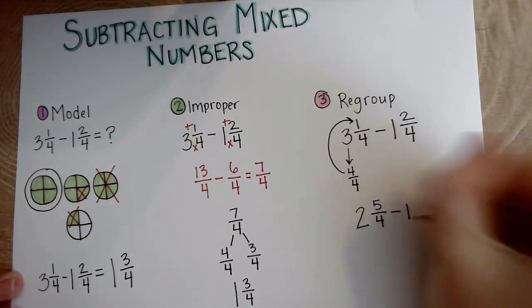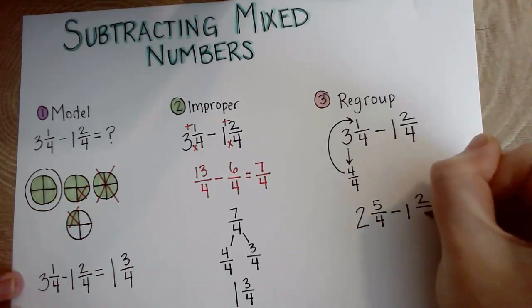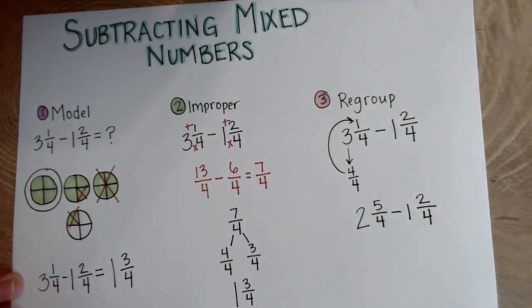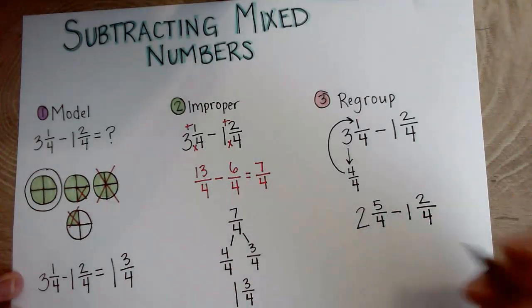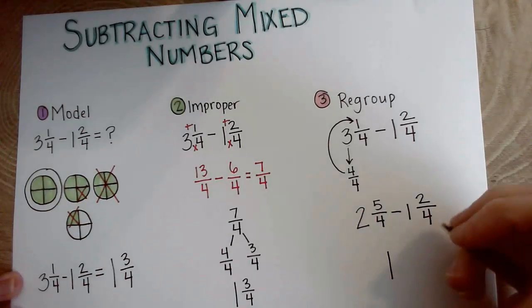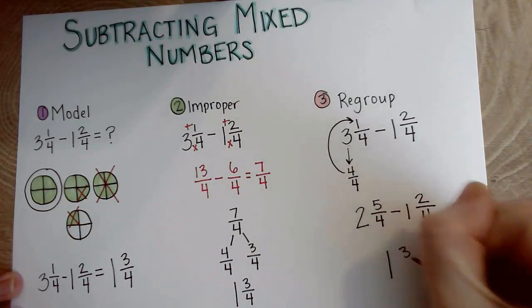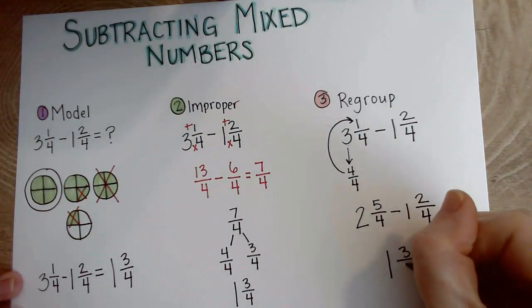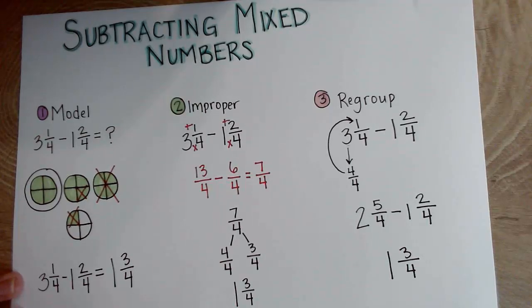Now from here, I can do my straight across subtraction. 2 minus 1 is 1. 5 minus 2 for our numerators is 3. Denominator stays the same. Okay.